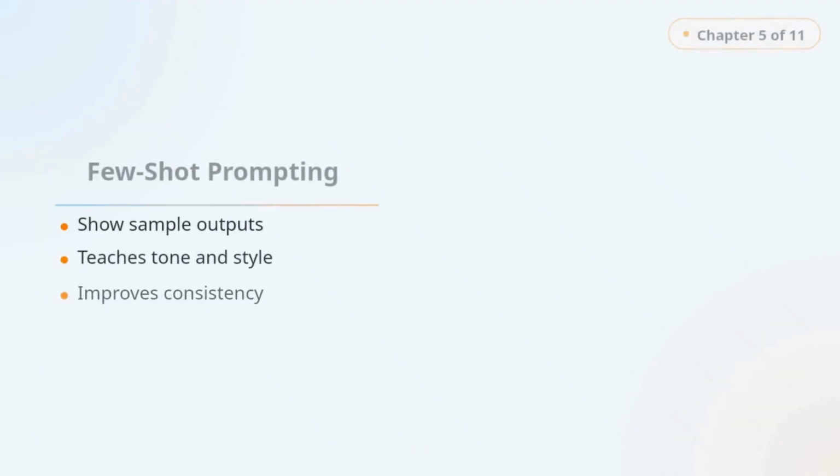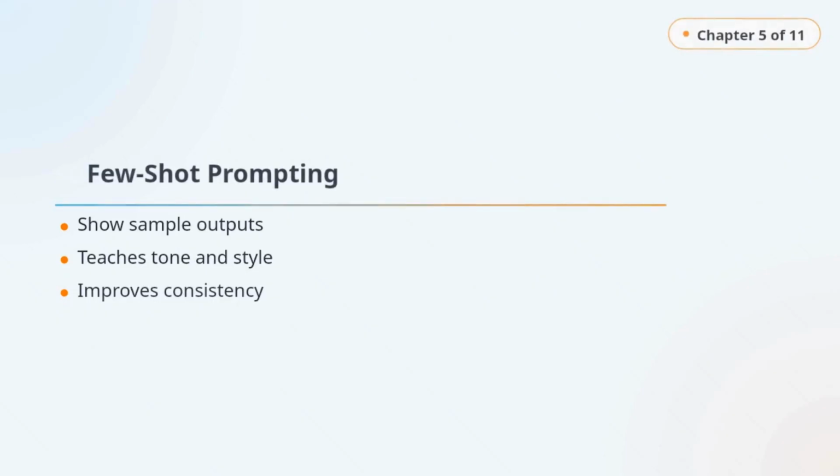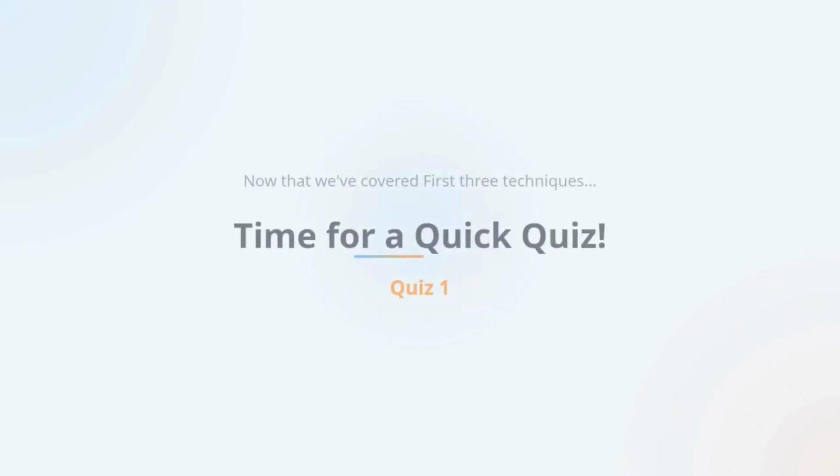Few shot prompting means giving the AI a few examples before asking it to generate something new. This helps it understand the expected style, tone, and format. For example, if you want friendly customer support replies, showing 2 sample replies usually works better than only describing the tone. Now that we've covered first 3 techniques, let's test what we've learned so far.